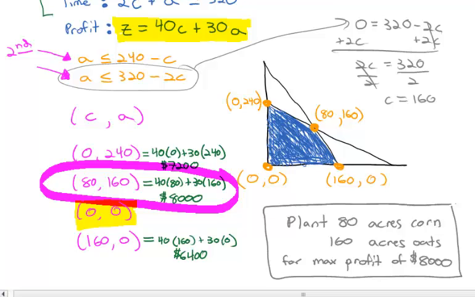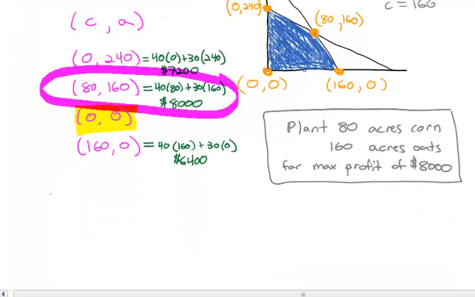And that's how we can do linear programming to maximize a function. We graph the constraints, find the corners, and then plug the corners into the objective function. Gives us the maximum. It also gives us the minimum. So we could have done a minimum problem. Let's try one.